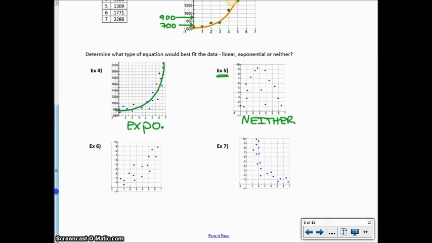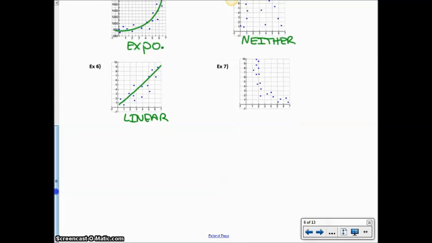On number 6, looks like it's got a pretty good straight line going there. It's probably a weak positive correlation, but I would still say it's linear. And then for example 7, this one still, it looks like it kind of curves a little. So even though it's not a very steep curve, I would still say exponential. Okay?